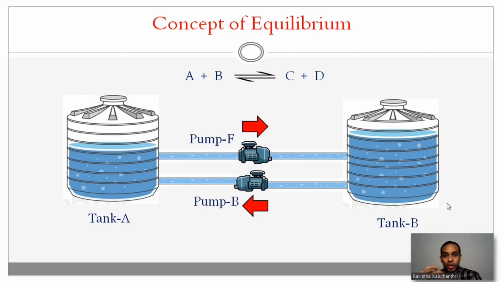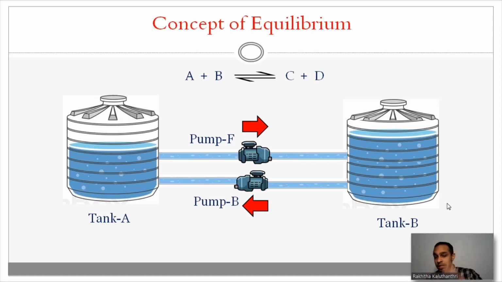Why is that? Because when pump F is taking, let's say, 1 liter per second from tank A to tank B, the same amount of water, 1 liter per second, is taken from tank B to tank A, right? So at any given moment, the amount of water that is being transferred back and forth will be the same.